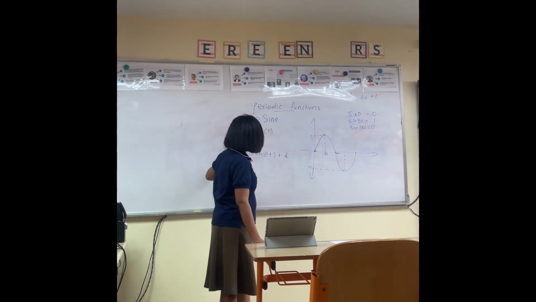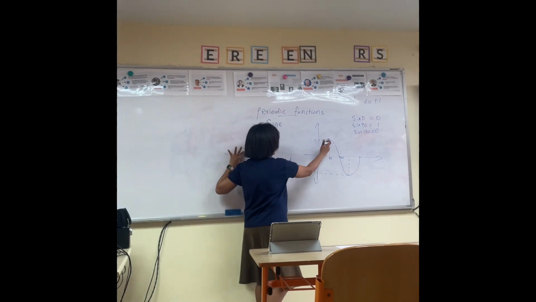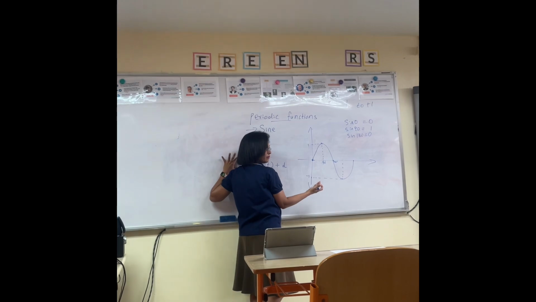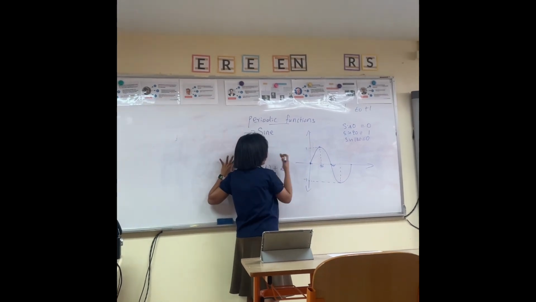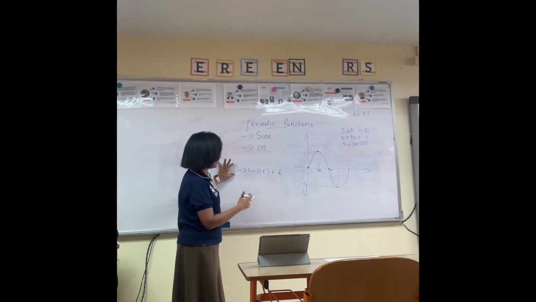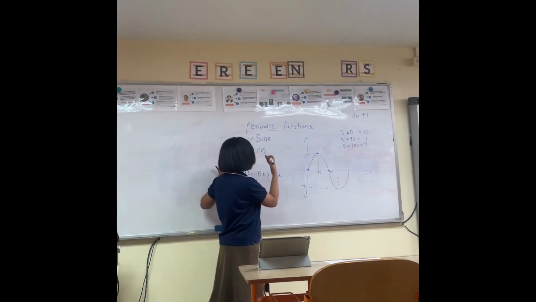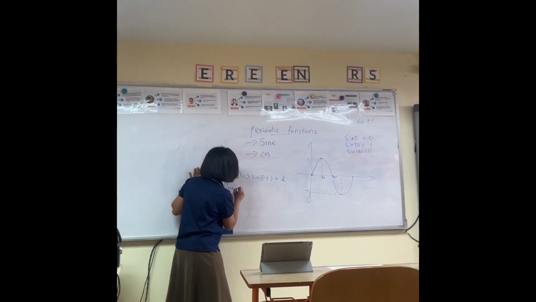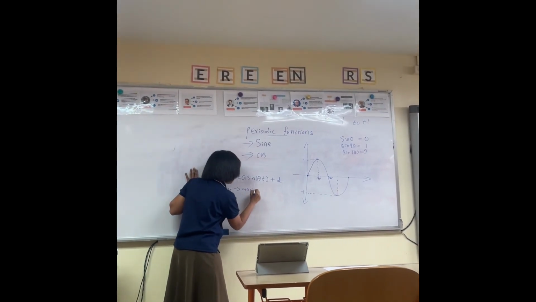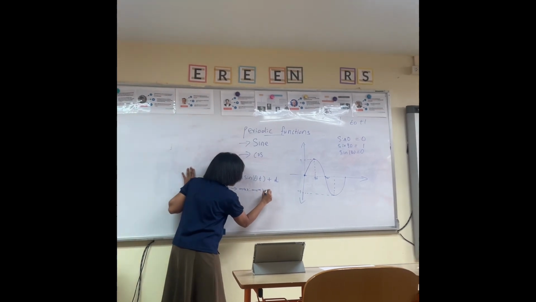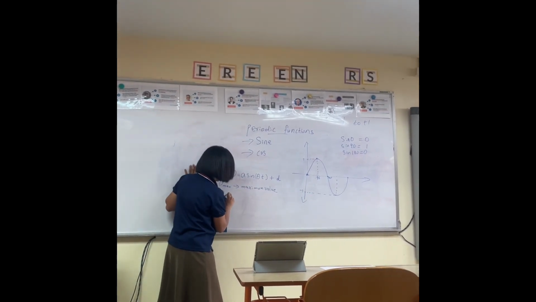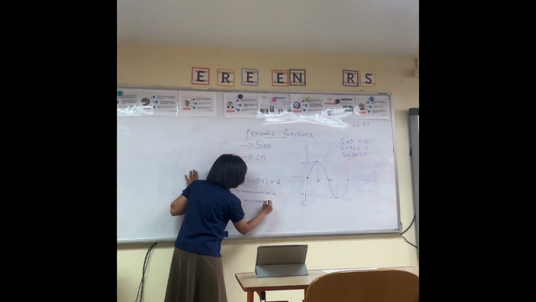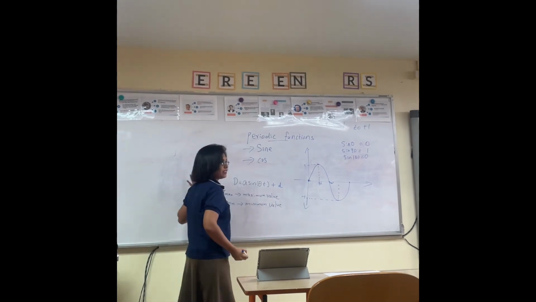So the maximum value of t from the graph, where is the maximum value? The top position, right? And where is the minimum value? The bottom, right? So there will be a d max and d minimum. So d max means maximum value. Please write. D minimum means minimum value. Please write that.